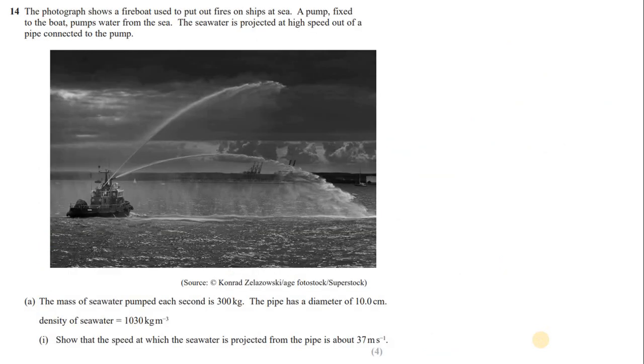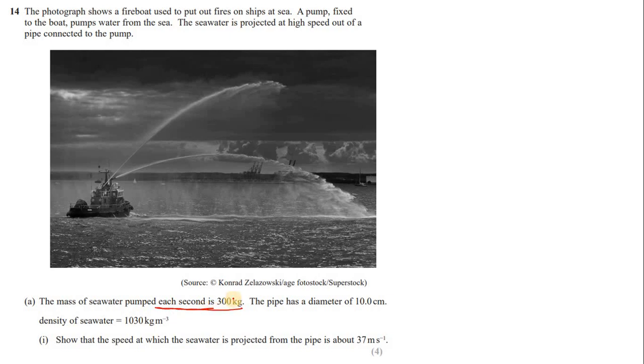Question number 14. A photograph shows a fireboat used to put out fire on ships at sea. The pump fixed to the boat pumps water from the sea. Okay. The seawater is projected at high speed out of a pipe connected to the pump. The mass of seawater pumped each second is 300 kg. It is really key information. Mass per second, remember, each second.